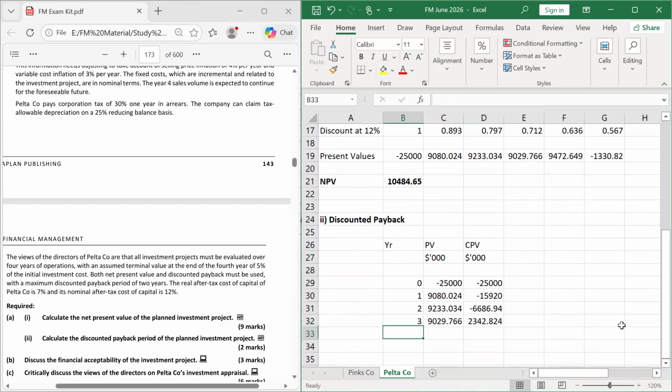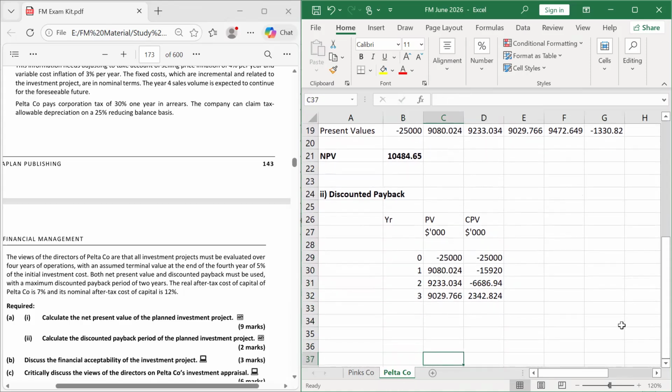Now your payback is somewhere between year two and year three, because in year two the balance was negative, but in year three the balance is positive. So I told you that you definitely know it's 2 years. Then how much more in decimal? You don't know that.